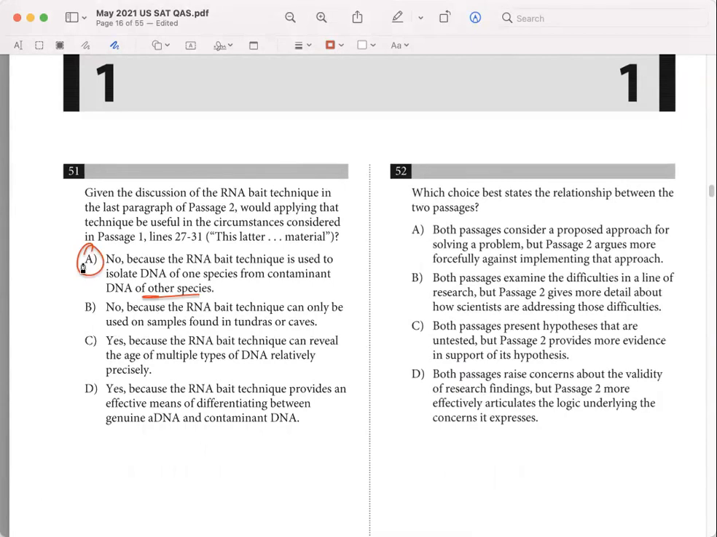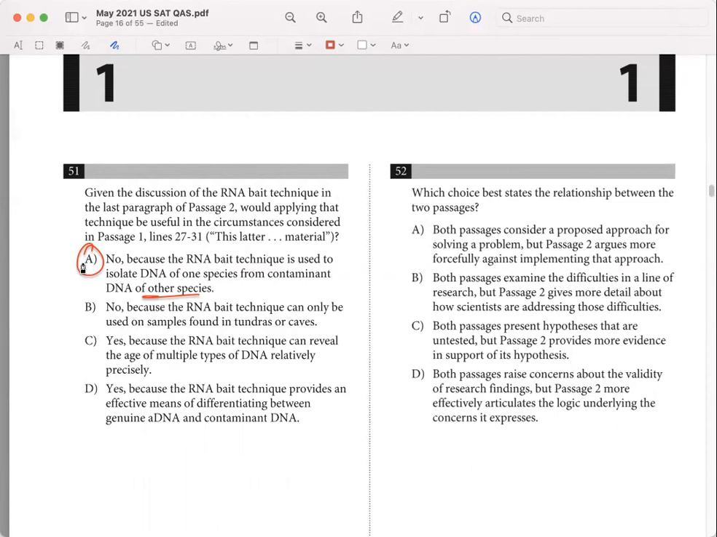Which choice best states the relationship between the two passages? Both passages consider a proposed approach for solving a problem, but passage 2 argues more forcefully against implementing that approach. Both passages examine the difficulties in a line of research, but passage 2 gives more detail about how scientists are addressing those difficulties. Both passages present hypotheses that are untested, but passage 2 provides more evidence in support of its hypothesis. Both passages raise concerns about the validity of research findings, but passage 2 more effectively articulates the logic underlying the concerns it expresses.